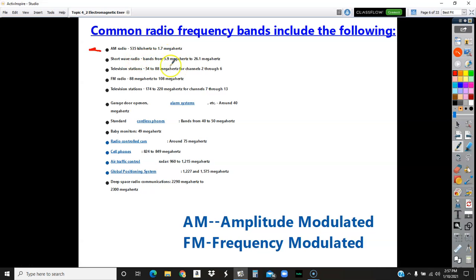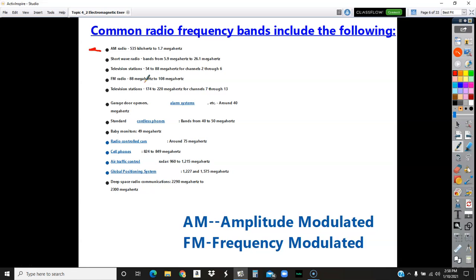Your shortwave radios go 5.9 to 26 megahertz, so those can go pretty far. A television station, anywhere in the low numbers, 2 to 6, is 54 to 88 megahertz. Your FM radio is 88 to 108 megahertz. So again, what's the one in Poughkeepsie? K104. That's 104.7. When you tune to that number on the radio, you're tuning to 104.7 megahertz.